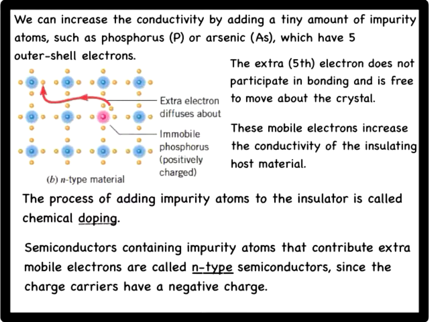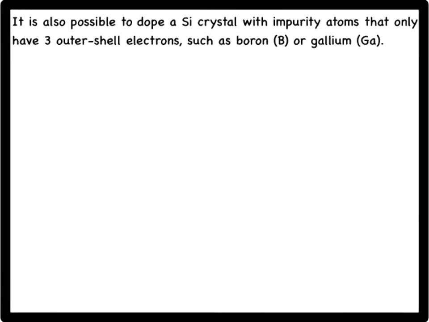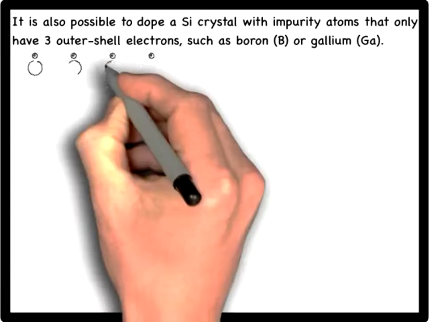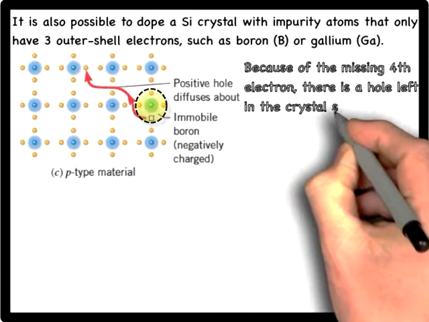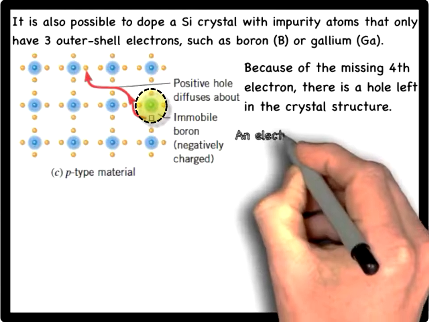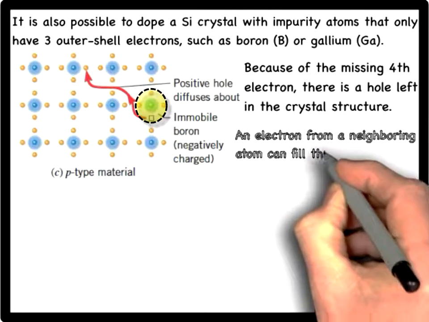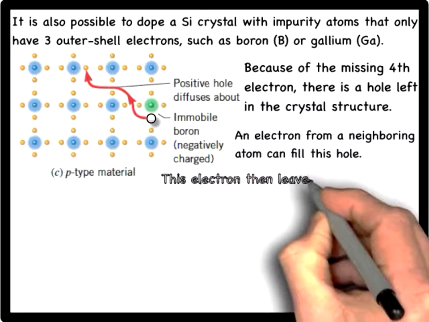It is also possible to dope a silicon crystal with an impurity whose atoms have only 3 outer shell electrons, for example boron or gallium. Because of the missing 4th electron, there is a hole in the lattice structure at the boron atom as the figure shows. An electron from a neighboring silicon atom can move into this hole, in which event the region around the boron atom, having acquired the electron, becomes negatively charged. Of course, when a nearby electron does move, it leaves behind a hole.